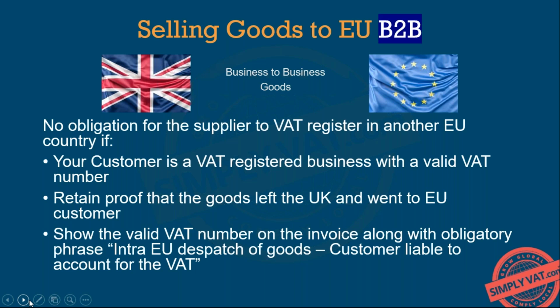So there's no obligation for you, the supplier, to VAT register in another EU country if your customer is a VAT registered business with a valid VAT number, which you can check on VIES, and you show the valid VAT number on the invoice along with the obligatory phrase "intra-EU dispatch of goods, customer liable to account for the VAT." So you will retain this proof of the goods that have left the UK and went to another EU customer.